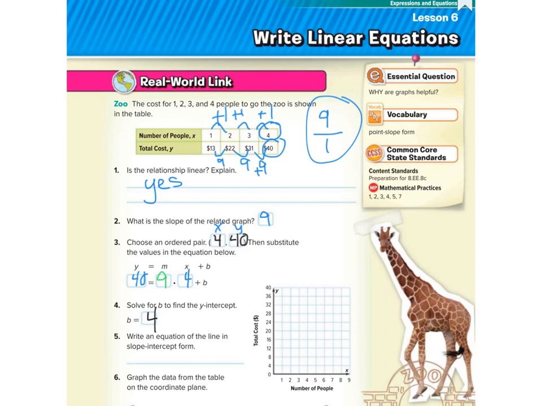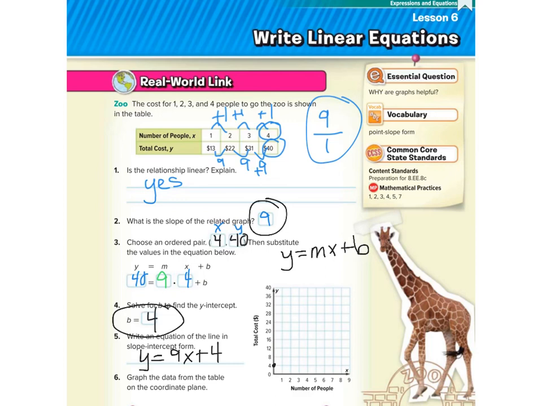Write an equation of a line in slope-intercept form. Slope-intercept form is y = mx + b. And I know my slope, which is 9. And I know my y-intercept, which is 4. So I just have to substitute in those values. y = 9x + 4. Now I can graph it. My y-intercept is at 4.